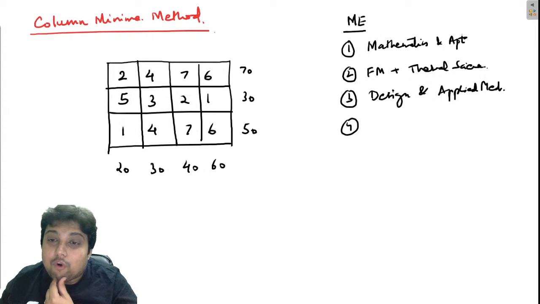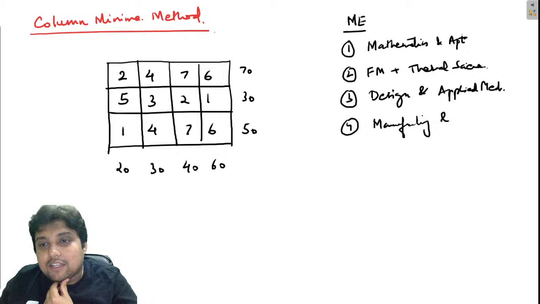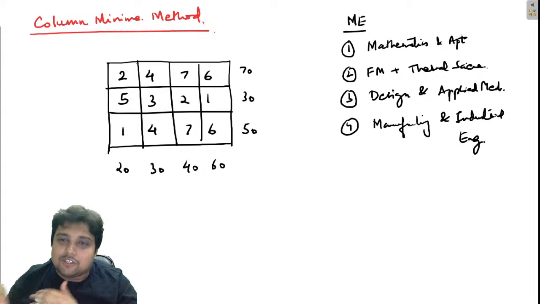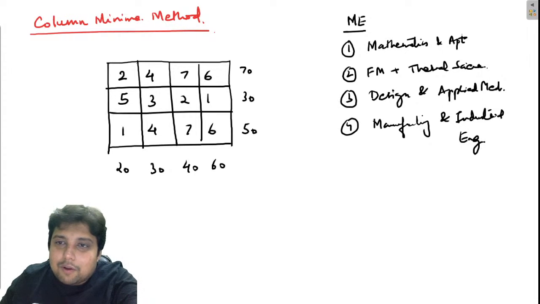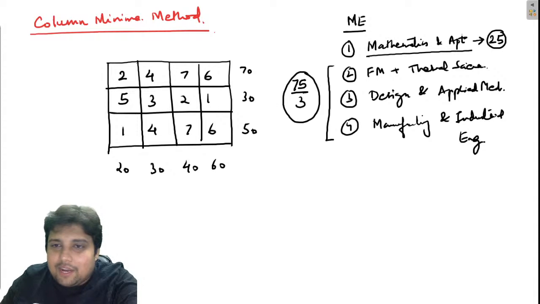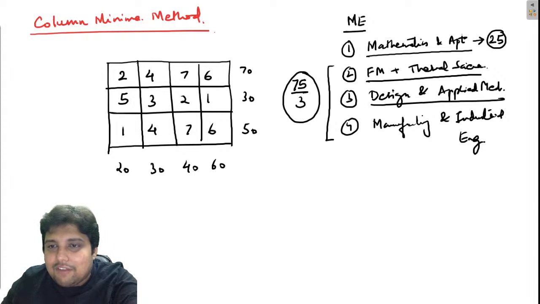And category number 4, my friends, is your manufacturing and industrial engineering. These are the four sections. Now, for mathematics and aptitude, there is a total allowance of around 25 marks. And the rest of the 75 marks is divided into 3 parts. So 25 each. 25 to this category, 25 to this, and 25 to this.